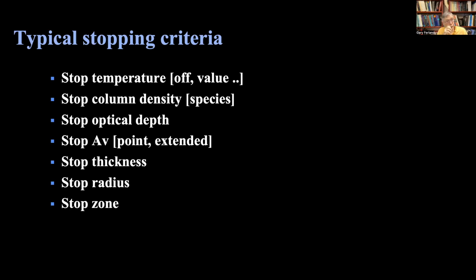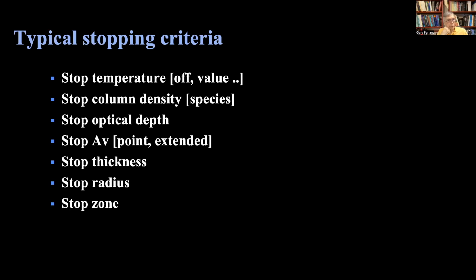You can specify the column density. The column density is number of particles per square centimeter along a ray with units centimeters to the minus 2. You can specify different species. You can stop at the H0 column density, H+ column density, CO column density, the column density of C2 in the first excited state. You can specify many different things.